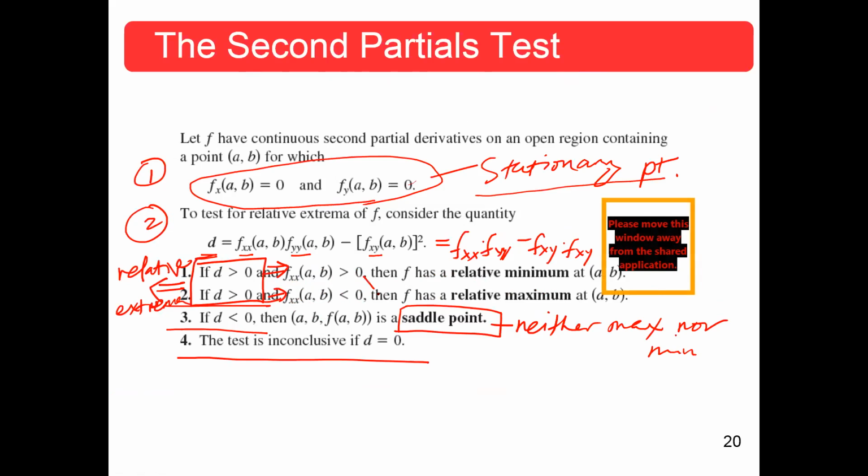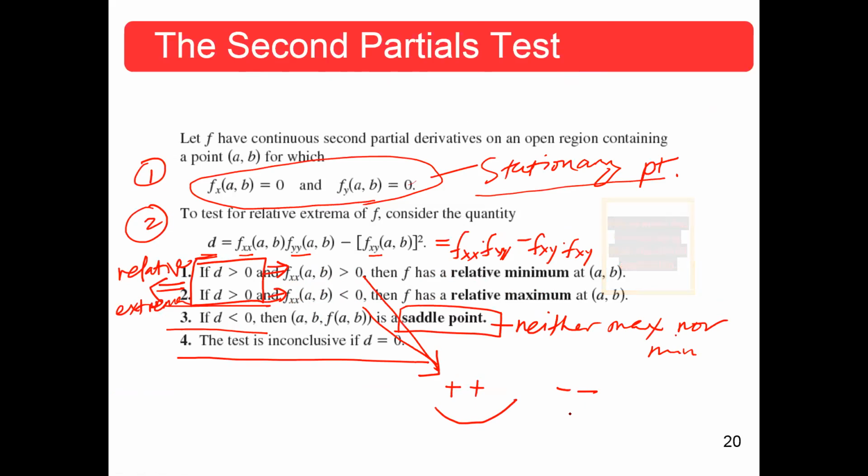Now, once again, this is similar to what you did in Calculus 1. Second partial derivative being positive, you get a relative min. Second partial derivative of x being negative, you get a relative max. You can recall this and relate it with your Calculus 1 conclusion. But this is all built upon the condition that your D needs to be greater than 0, first of all.